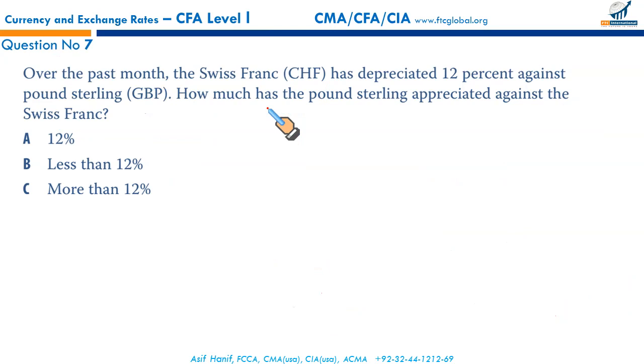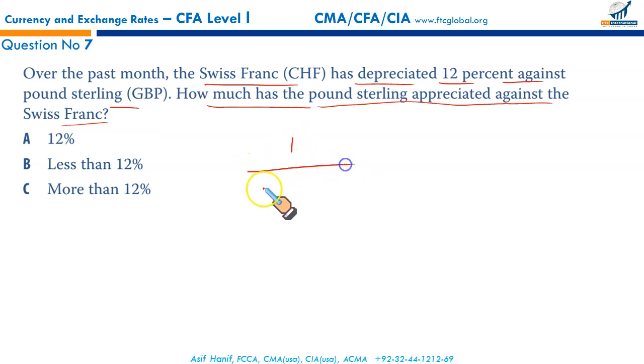Next, over the past month, the Swiss franc has depreciated 12% against pound sterling. How much has the pound sterling appreciated against Swiss francs? Well, this can be done this way. You simply write 1 upon 1 minus depreciation, means you will reduce 12%.